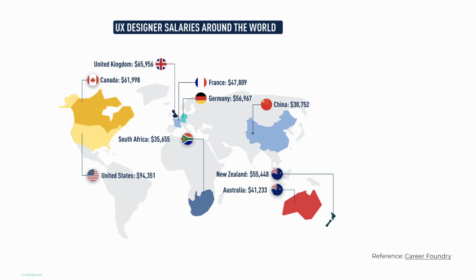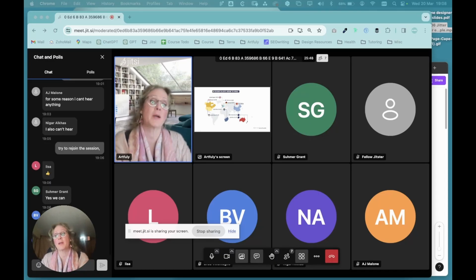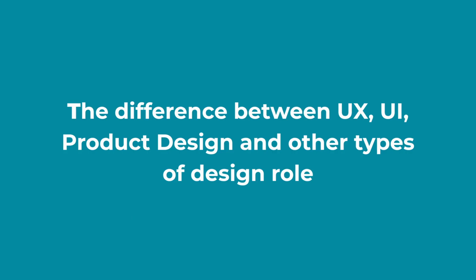whereas South Africa is one of the lowest, 35, Australia 41. I think it's hard to talk about averages, because you actually need to talk about junior, midweight, and senior pay rates to be realistic.